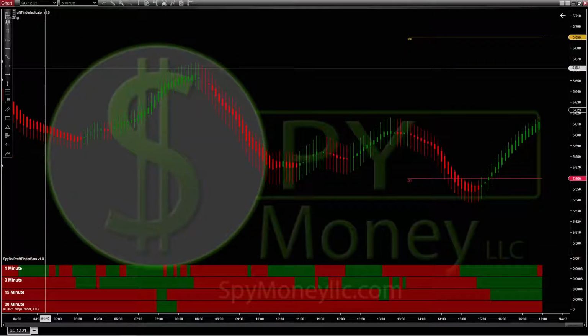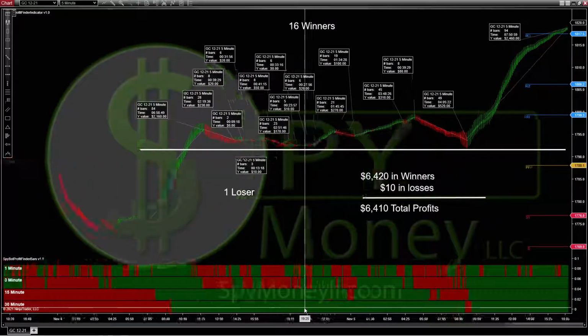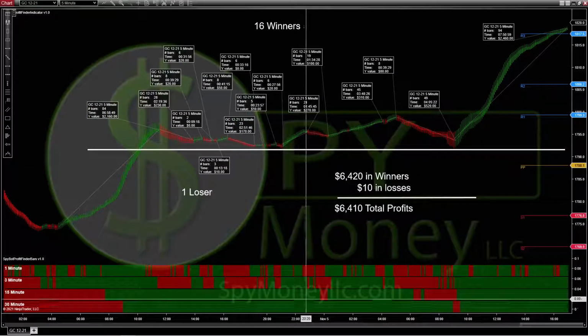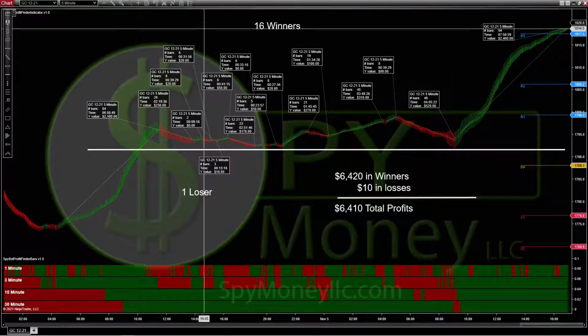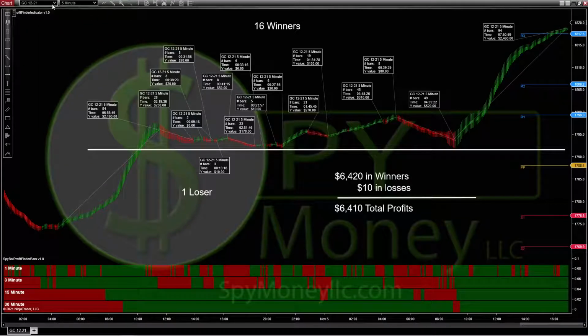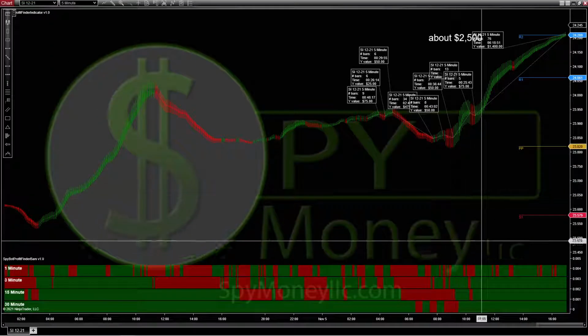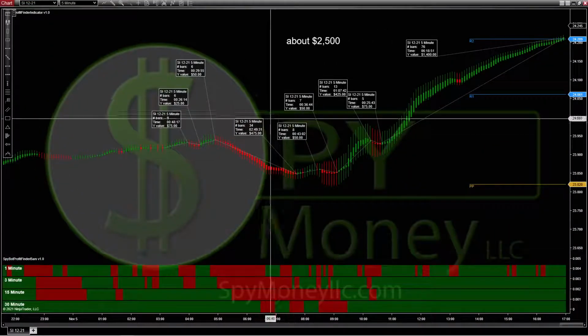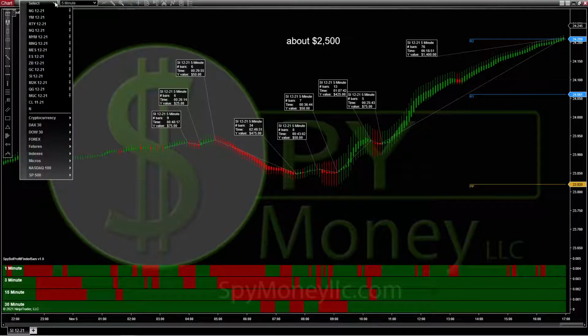We do GC. GC was actually pretty good over 2 days, Thursday and Friday. $6,400 is what it made on one contract. All of these are one contract, by the way. It's not showing anything else. And I think I did silver, maybe. Yeah, I did silver. 1 day of silver is $2,500 about. And I showed you the RTY.